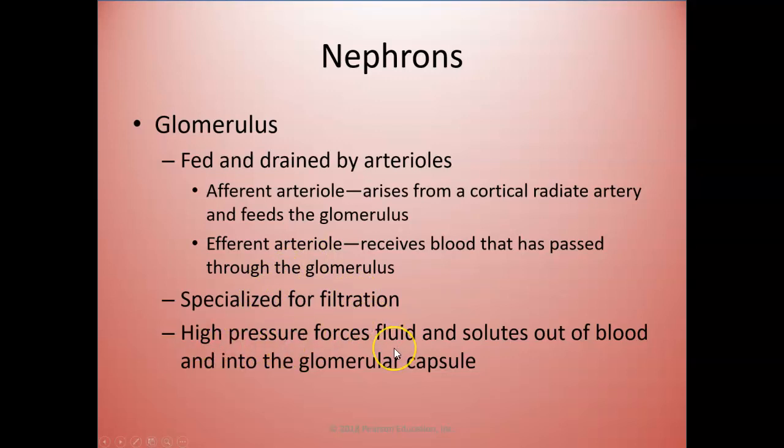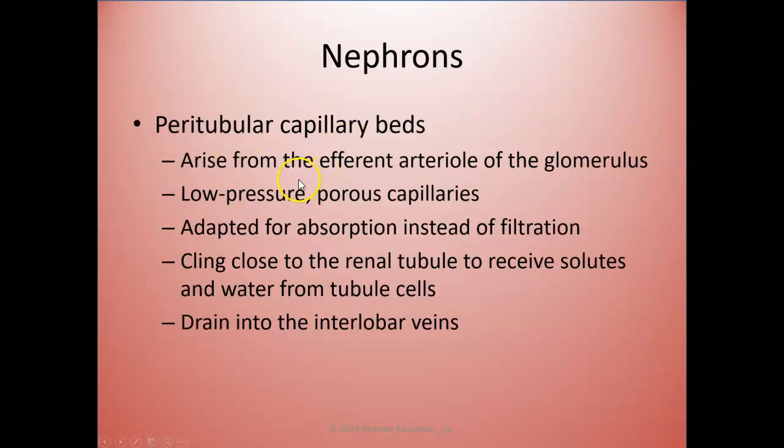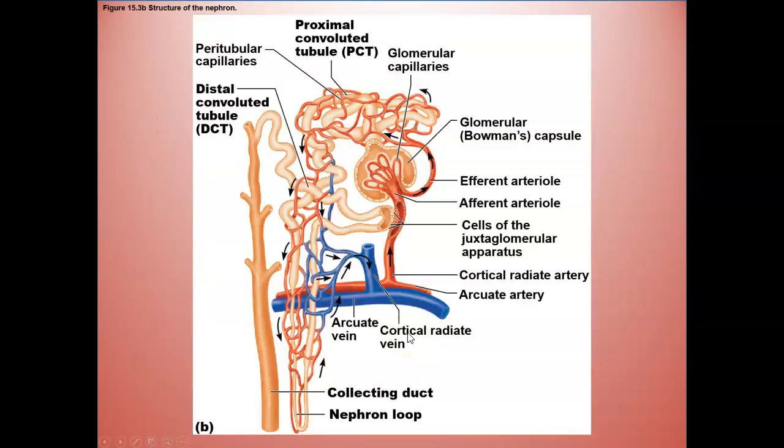So high pressure forces fluid and solutes out of the blood into that glomerular capsule, into that space we just mentioned before. And then the peritubular capillary beds, they're relatively low pressure, relatively porous, and so they're designed for absorption rather than filtration. So they're picking up things that are coming out of the nephron loop, and that eventually drains back into the interlobar vein. So here you can see, again, the one capillary bed and the second capillary bed, the peritubular and the glomerular capillary beds in the respective spots.